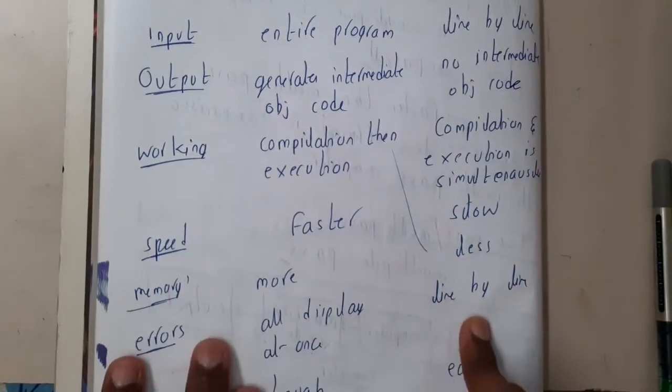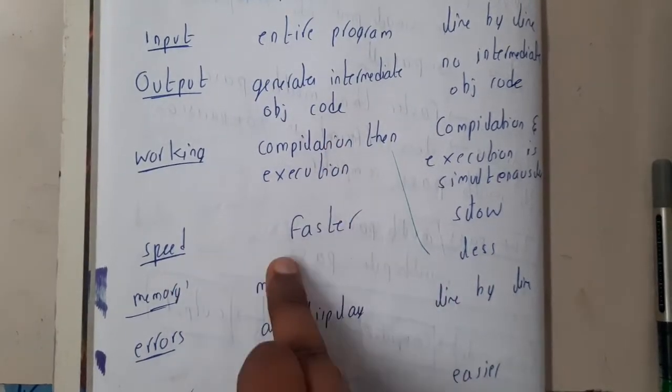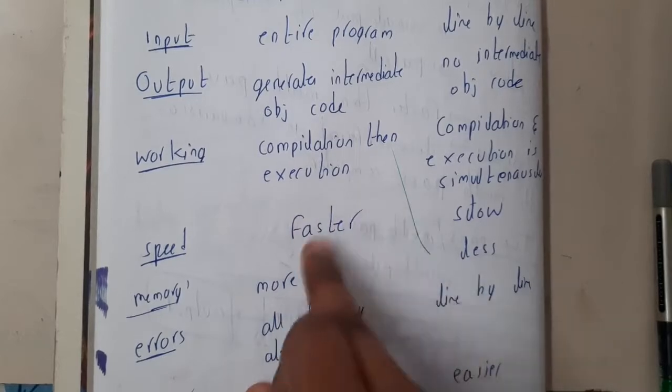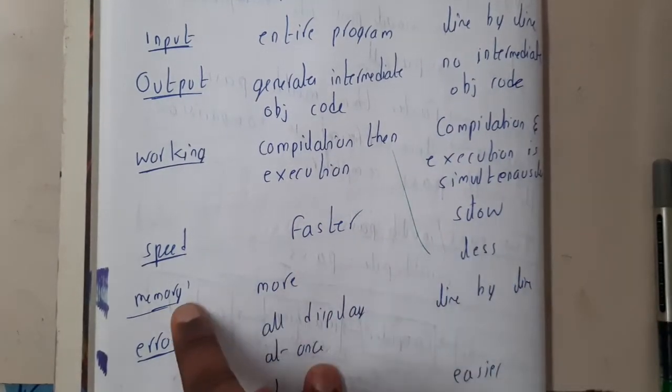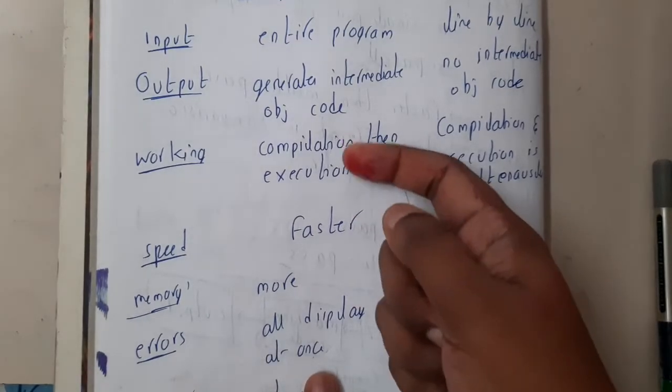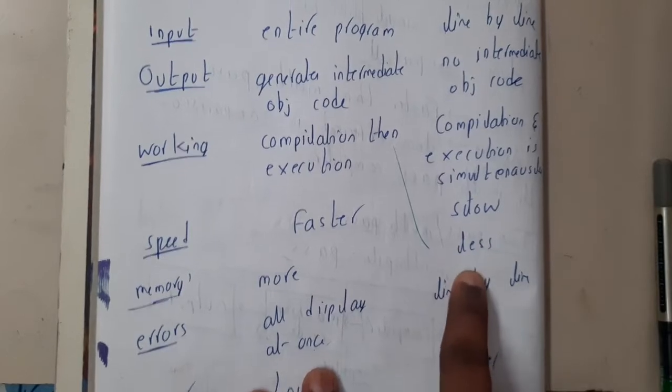As the compiler is executing the whole code, the speed will be faster, and here as the interpreter is doing line by line, it will waste some time in between. That is the reason why it is slower. And when it comes to memory, the compiler is going to store the entire code, so it needs more memory. The interpreter is going to store only a single line, so it needs less memory.